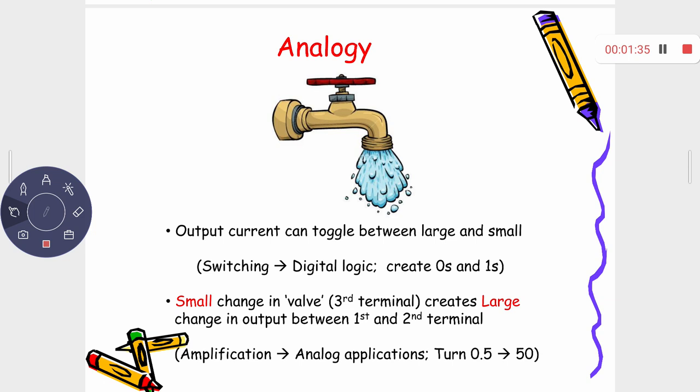So the operation of transistor, operation of bipolar junction transistor, can be visualized by virtue of this analogy. All of us have encountered this. What is the purpose? Control the flow, right? To control the flow. So you have the inlet of water, right? You have the outlet. Now the connection between this inlet and outlet is controlled by a valve, right?